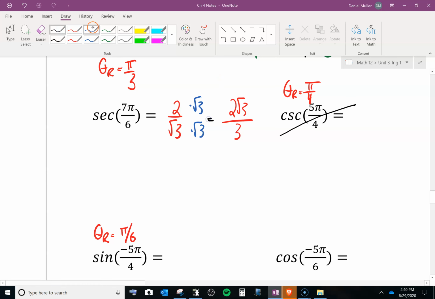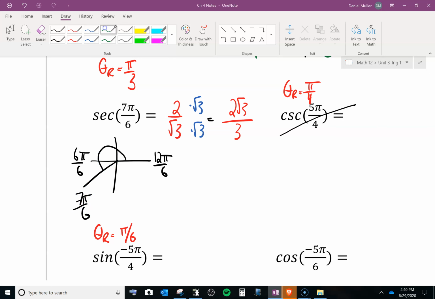Okay, but I need to now do whether this is positive or negative. So this would be 6 pi over 6. This would be 12 pi over 6. That's still 1, that's still 2. And 7 is just a little bit more than 6. So I'm going here 6, 7 to a little bit more. So there's 7 pi over 6. And C-A-S-T, this is the tan quadrant. I happen to be a cosine. So I'm not tangent, therefore my answer must be negative.